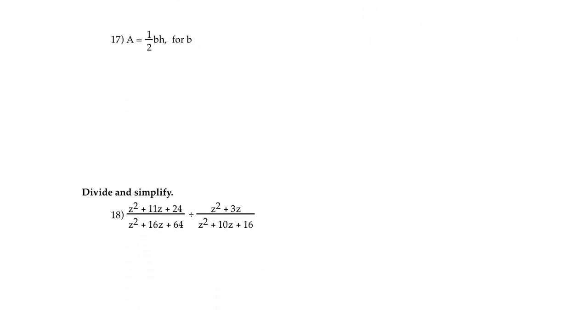Next question, they want you to solve this for b. So they want b on a side of the equal sign by itself. First thing I would do is just multiply both sides by 2. So I'd get 2a is equal to, the 2 times a half cancels, so 2a is equal to b times h. And then if they just want to know what b is, now I'll just divide both sides by h. So b then will be equal to 2a over h.